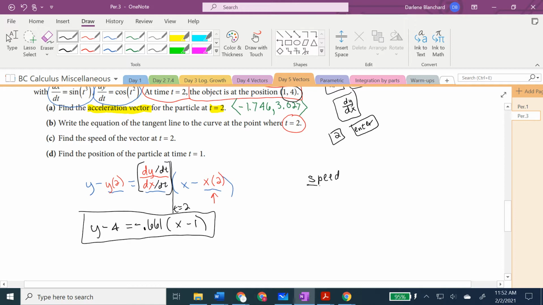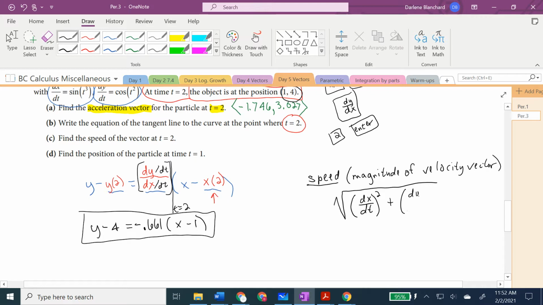For some of you, you can remember that speed is the length or the magnitude of your velocity vector. And that's enough said, and you know what to do. The formula for speed is the Pythagorean theorem on the rate of change of x with respect to time and the rate of change of y with respect to time, squared.